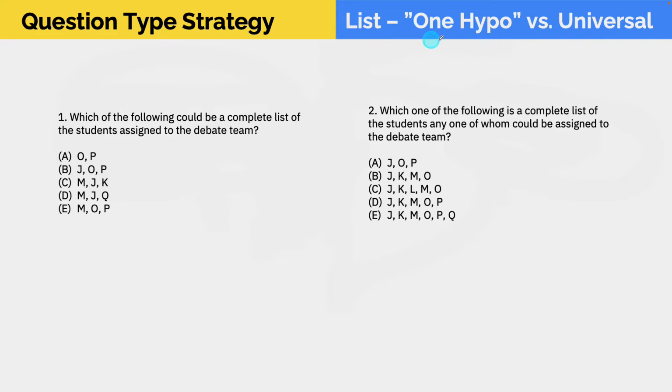Do you see how one of them is asking what could be one potential hypothetical situation? What would work as one hypothetical situation for the debate team? Could you have these people in the debate team at one particular time? Whereas another question is asking for universally across all different possibilities, what's the universal list of the students who could ever go in the debate team?